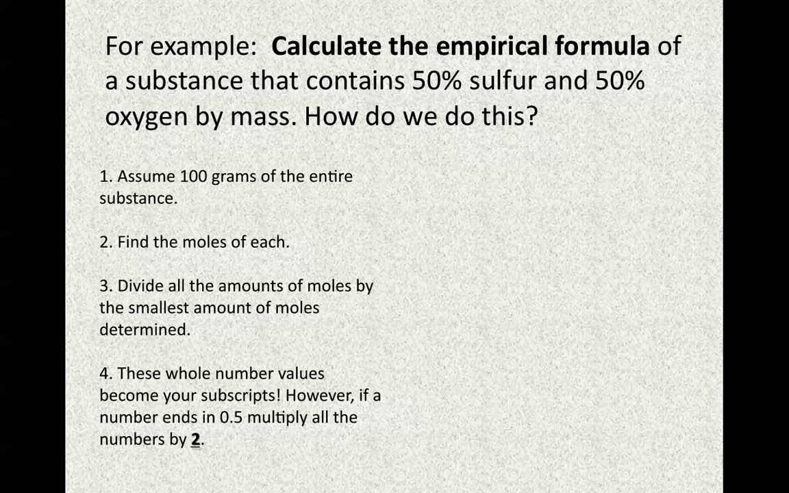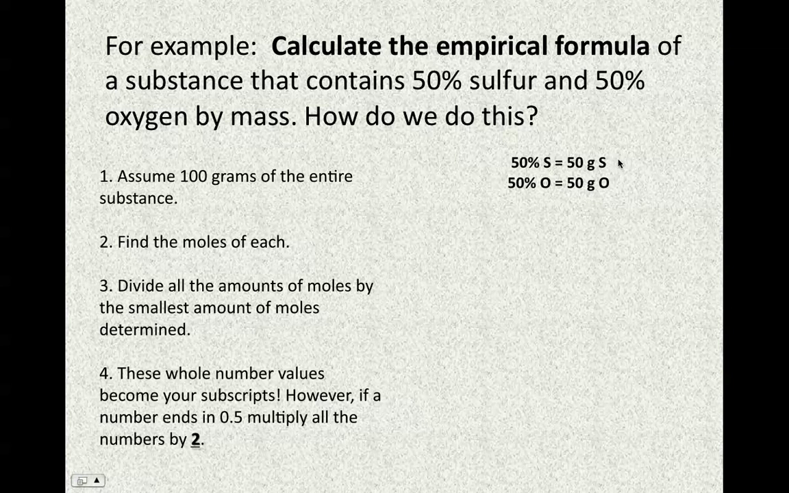So for example, we could have a question like this where you're going to calculate the empirical formula of a substance that contains 50% sulfur and 50% oxygen by mass. So how do we go about doing this? The first thing we're going to do is assume that we have 100 grams of the entire substance. And what this allows us to do is that if we have 100 grams and 50% is sulfur, then that means that we have 50 grams of sulfur. And the same thing with oxygen in this case.